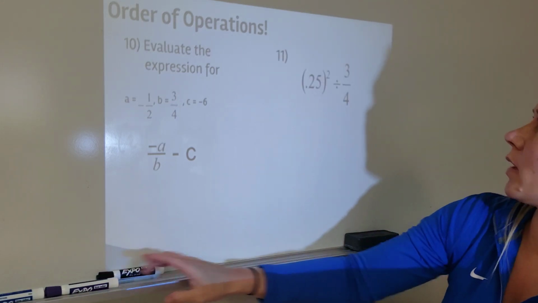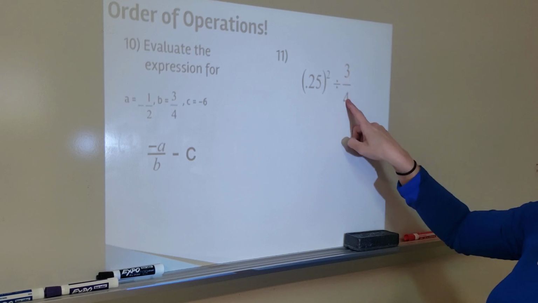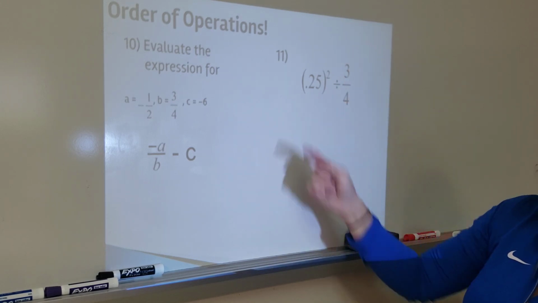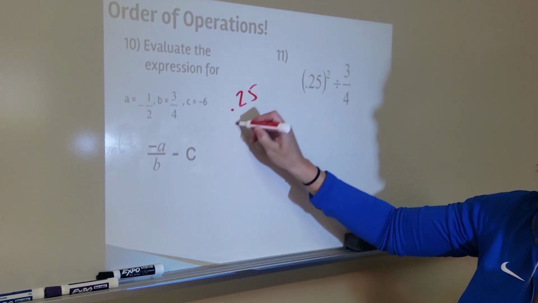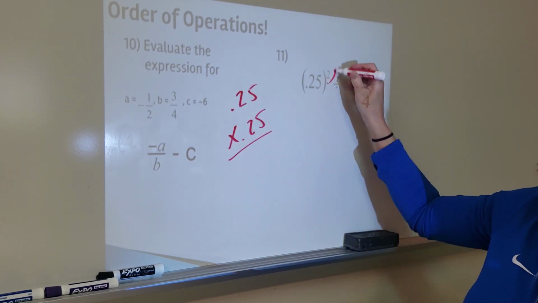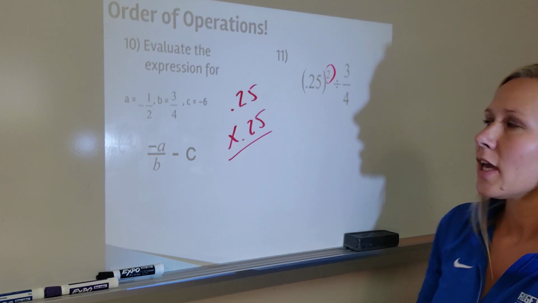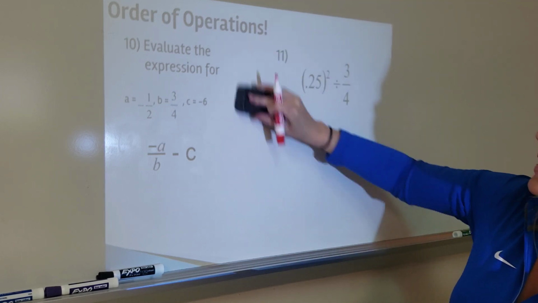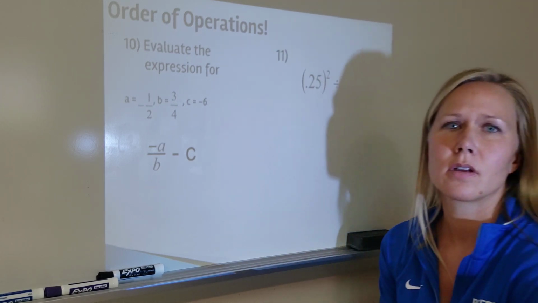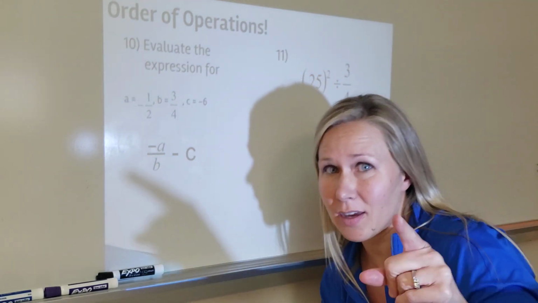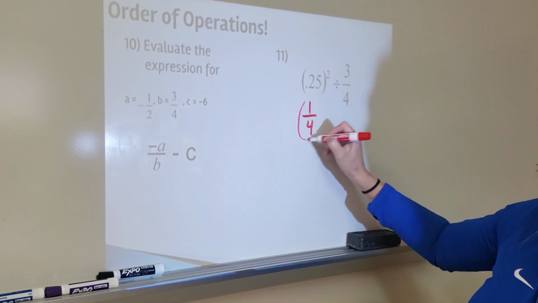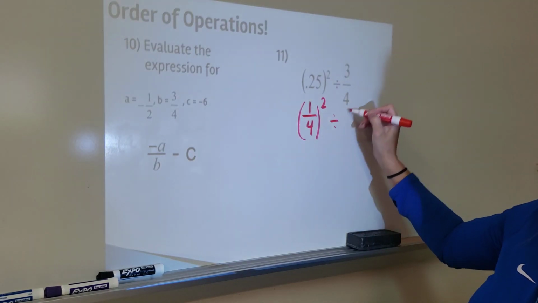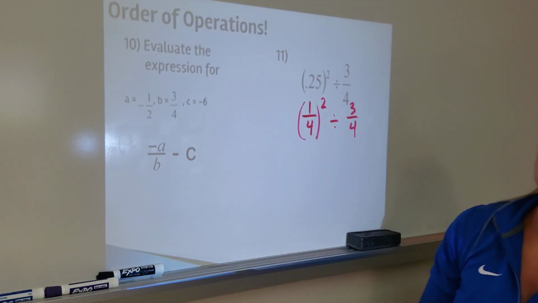11. Ooh, look at this one. 0.25 squared divided by 3/4. Right now I'm looking at this thinking there's no way I want to take 0.25 times 0.25 when I square it. No, thank you. Is there a different way that we could name 0.25 rather than as a decimal? Are you thinking fraction? Me too. So let's rename this as 1/4 to the second power divided by 3/4. That's going to make it an easier problem.